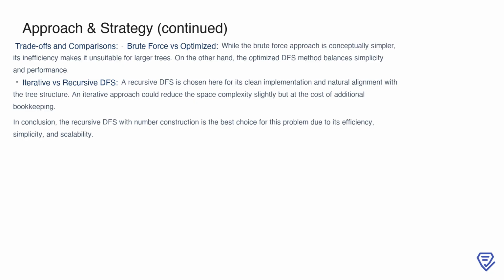Additionally, though an iterative DFS could reduce space complexity slightly by avoiding recursion, it involves more bookkeeping and complexity in the implementation. The recursive approach, on the other hand, naturally aligns with the structure of the tree and results in cleaner, more intuitive code. In summary, the recursive DFS with number construction is the ideal choice for solving this problem, offering a combination of efficiency, simplicity, and scalability that makes it stand out as the best solution.